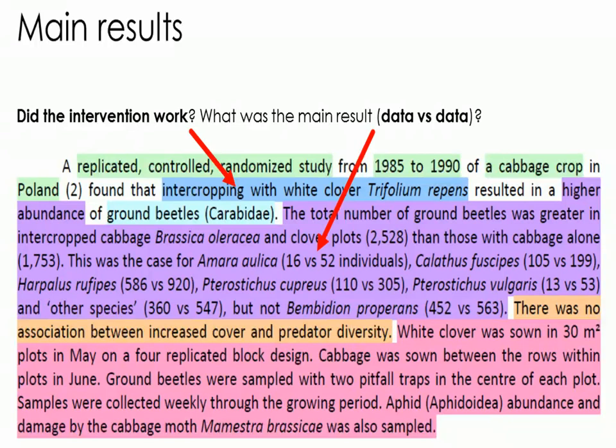So here's the treatment, intercropped cabbage, and the control is cabbage alone. And then throughout this, we're reporting the data in that order. So we're giving you 16 versus 52, 110 versus 305. That's always in the order treatment versus control. And we try to maintain that order throughout. So it's this data versus data format.